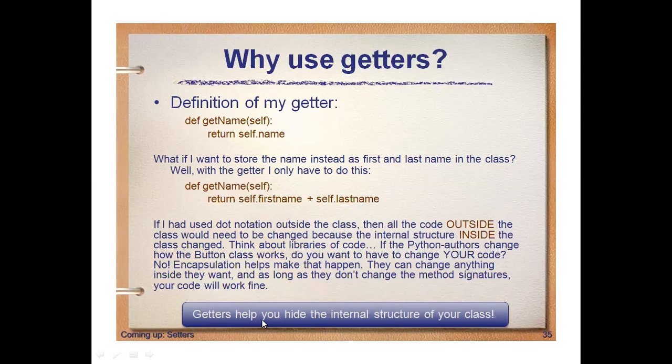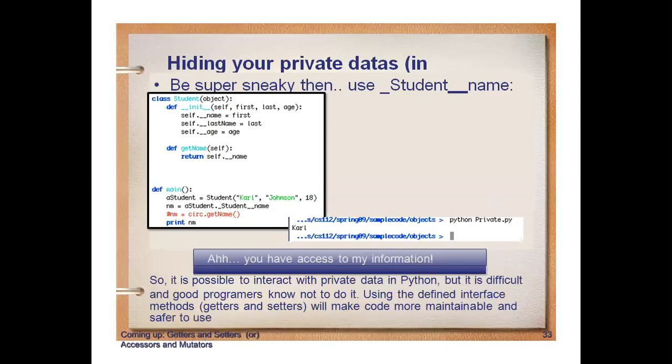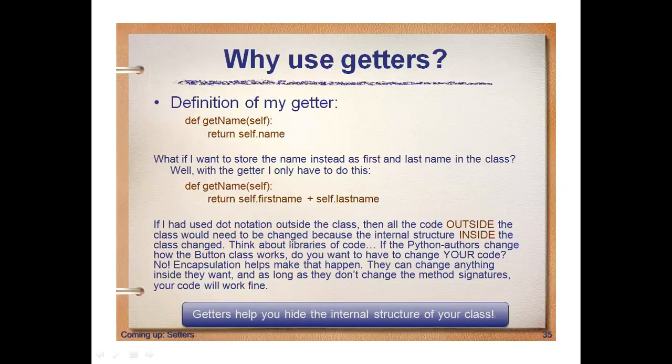So getters help you hide the internal structure of your class. If you don't want some information to be used by someone else, you can do that. Say, for example, I have first and last name, and now I require them. How can we access them? With the help of getters: get first name and get last name. And this has the information.